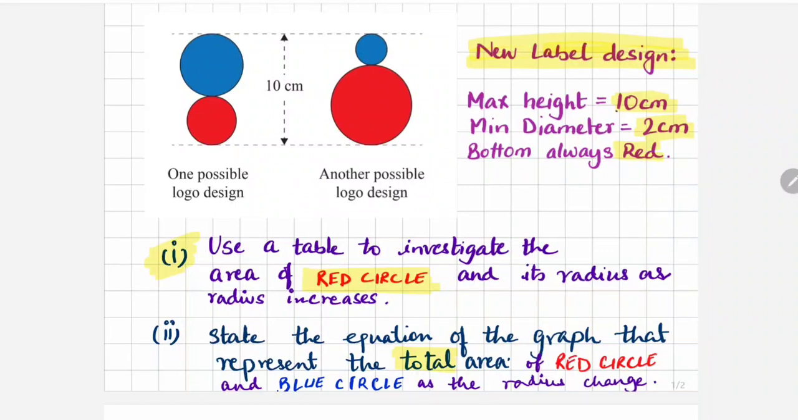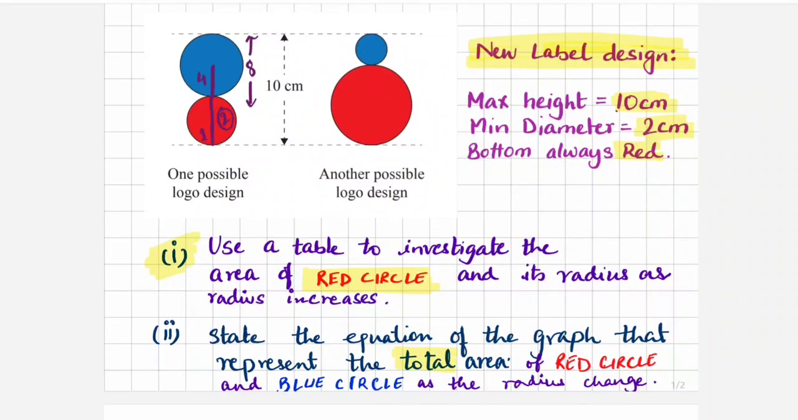And the bottom always needs to be red. All right, so if we start with the radius of 1 centimeter, so the diameter is going to be 2 centimeters, right? So that means out of 10 we have used 2, remaining is 8. So the maximum radius we can have is 4, right? And it could be either way. Red can be 4 and then your blue is going to be 1 centimeter of radius, and if your blue is 4, red is going to be 1 centimeter.